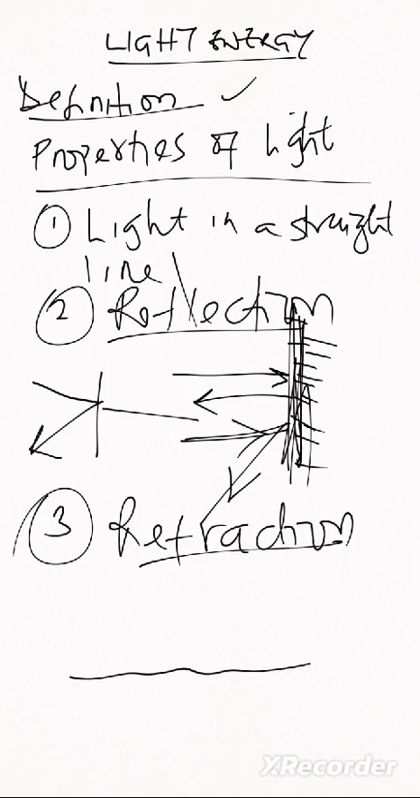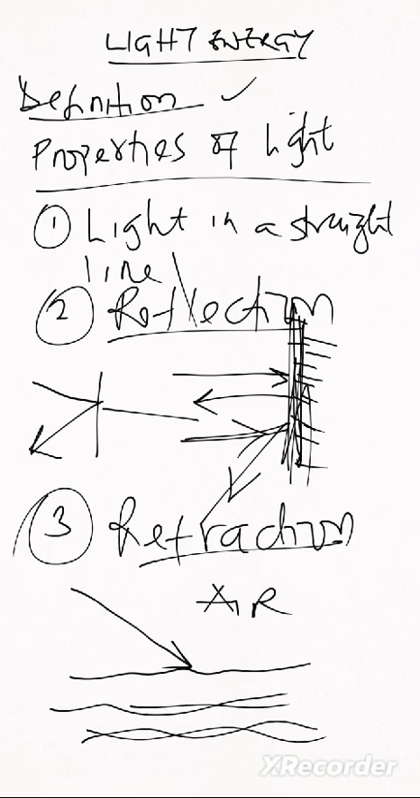when light passes through one medium, for example air. Let's assume that this is air and this is water. So you can see that air is one medium, water is another medium. When light passes from one medium like air to water, for instance, there is a bending. The light does not continue in a straight line, rather it bends.